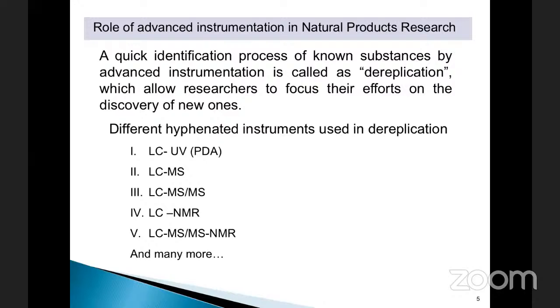Basically, as I said earlier, there is so much advancement in the instrumentation part. HPLCs are there, and various detectors are attached to the HPLC. GC also has a lot of detectors attached. One of the major detectors is MS, which is a mass spectrometer.